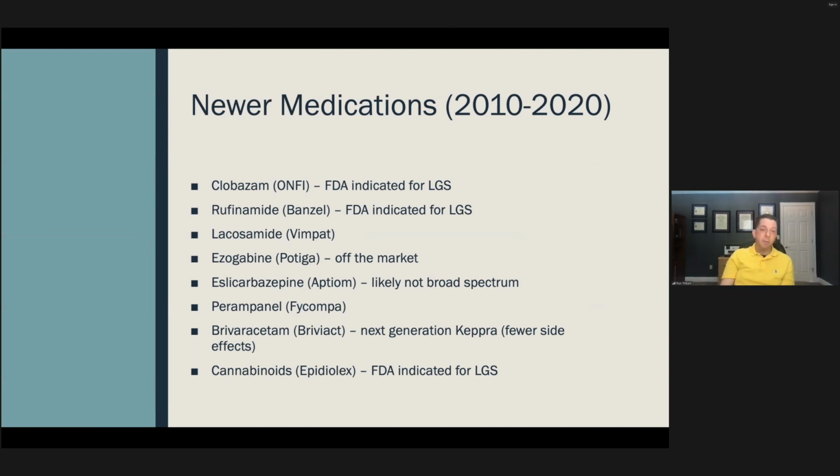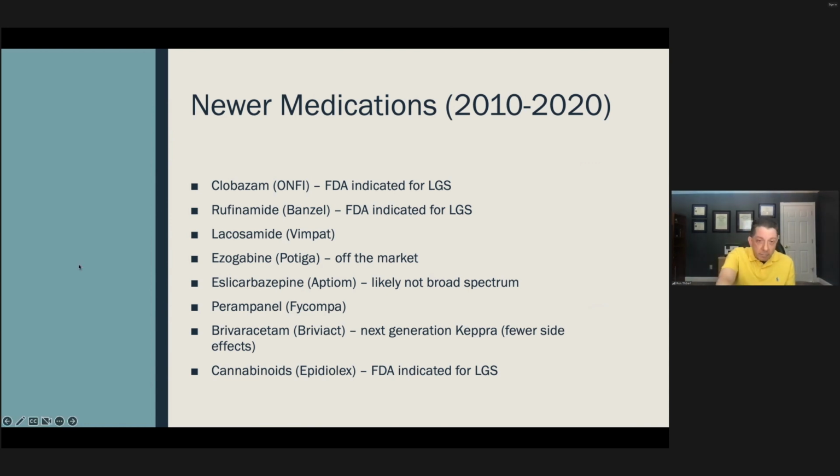So Onfi, actually, we've been using Onfi a lot longer than this. We used to get it from Canada before it was approved in the US in about 2010. There's a pharmacy in Vancouver that would ship it across the border. It sounds sketchy, but it was totally legal. And that stopped once it was approved in the US. But these first three we actually use quite a bit. They're very helpful for the seizure types we see with Dup15. Clobazam or Onfi and rufinamide or Banzel are actually FDA approved for Lennox-Gastaut syndrome. Vimpat is not, but it really does help with those seizure types as well.